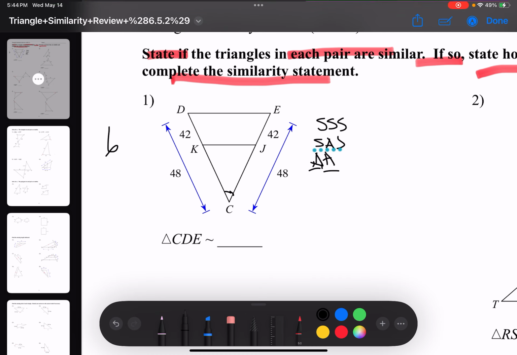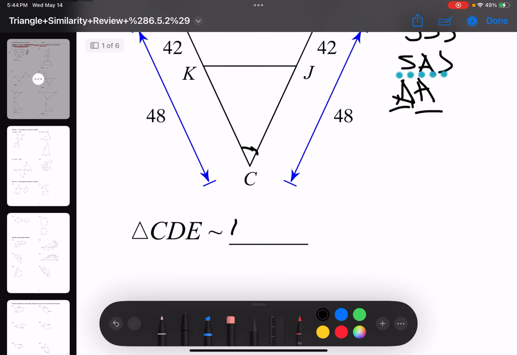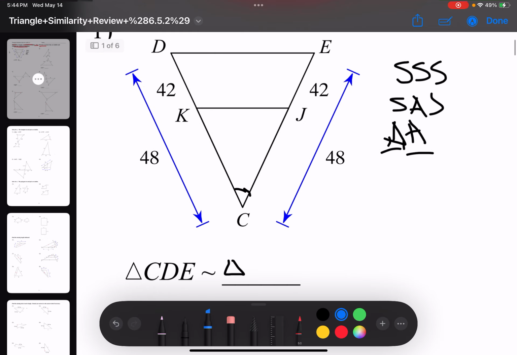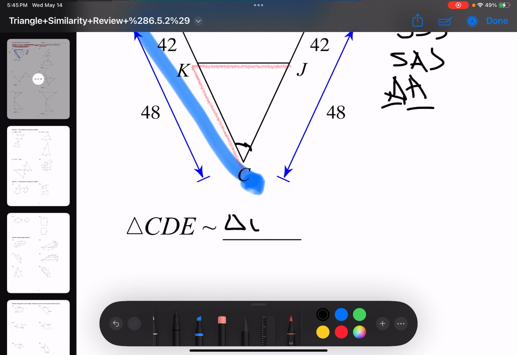Now when we're writing out the similarity statement, we write a triangle, and when you're finishing your similarity statements, you have to go in the same order for the other triangle. So it goes from C to D to E, and then for the little triangle, it goes from C to K to J.